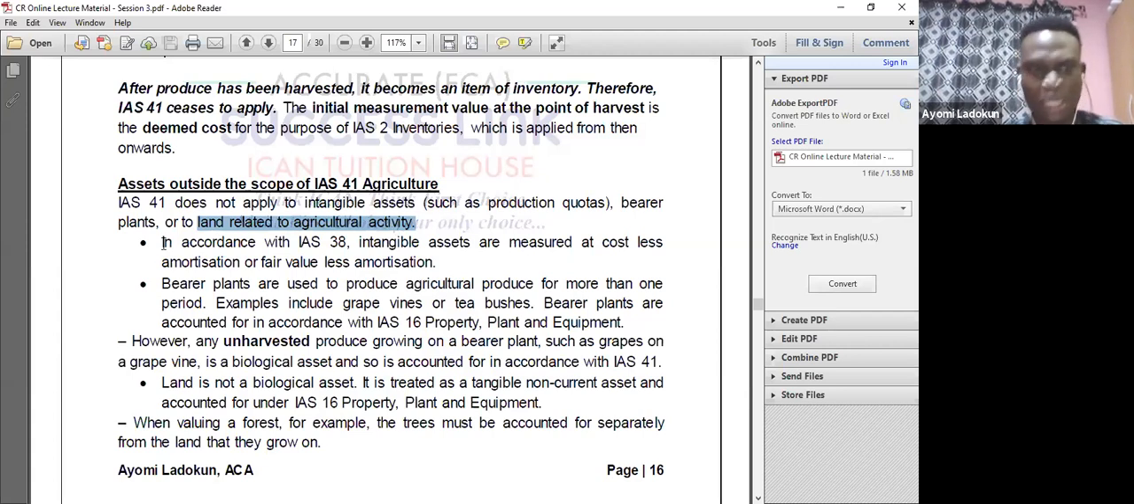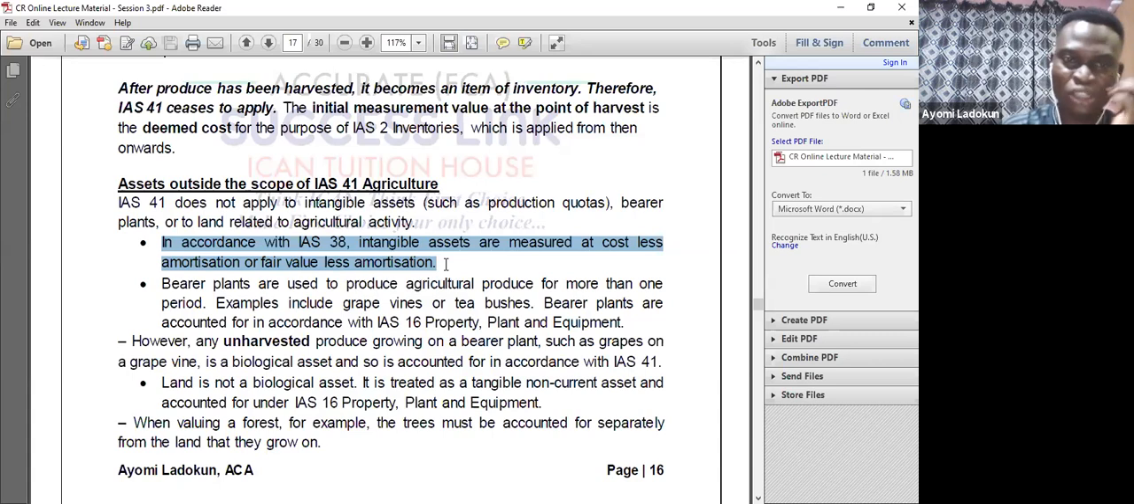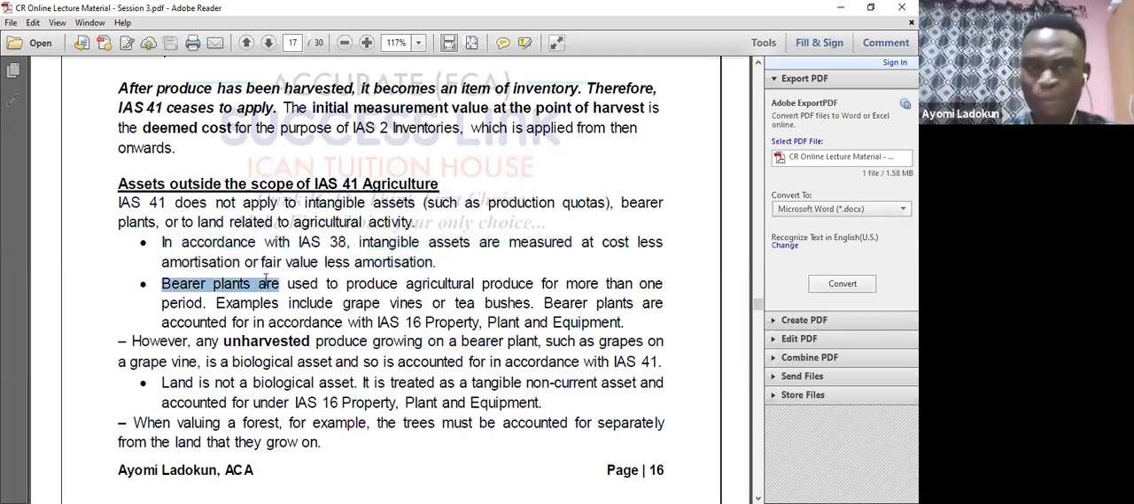Now listen. In accordance with IS 38, intangible assets are measured at cost, less accumulated amortization, or fair value, less amortization. So that's IS 38. So IS 41 does not apply to intangible assets, for example, production quotas. Now bearer plants are used, can you see now, to produce agricultural produce for more than one period. That's what I just said.